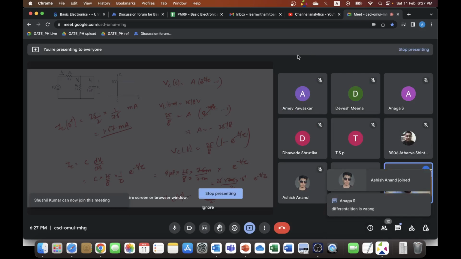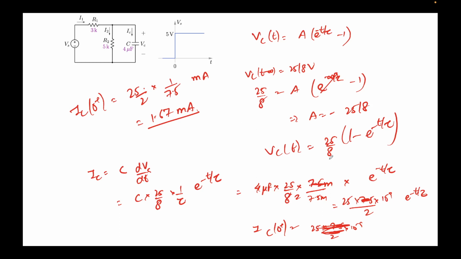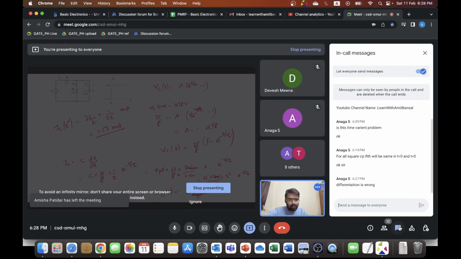Am I going too fast? Differentiation is wrong. Okay, can you please make me understand what step I did wrong? Because if you differentiate e raised to the power minus t over tau, e to the power ax, the differentiation is a into e to the power ax. So the value of a is minus 1 by tau, so it comes out, minus minus gets cancelled. So I think I did this correctly.